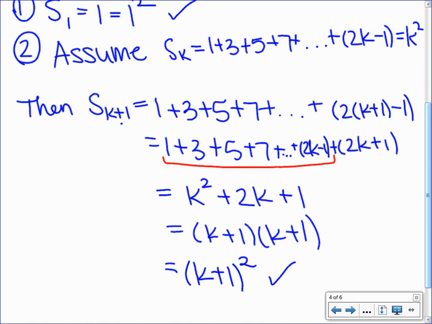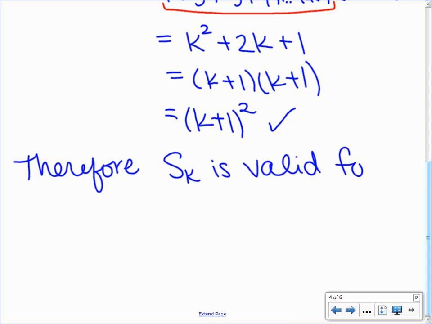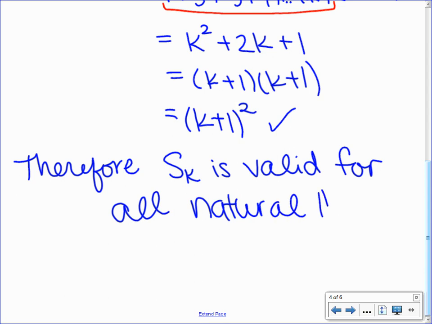Awesome. Okay? Now, when you get here, you remember how you always had to kind of conclude your geometry proofs? You always had to make sure you got to your ending point, right? So I want you to wrap this up. Therefore, S of k is valid for all, what kind of numbers? Natural, that's what I meant. What numbers?